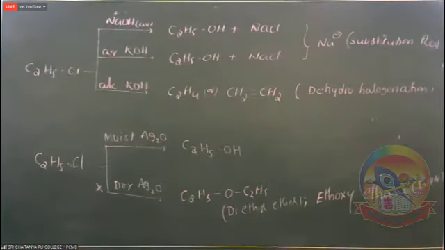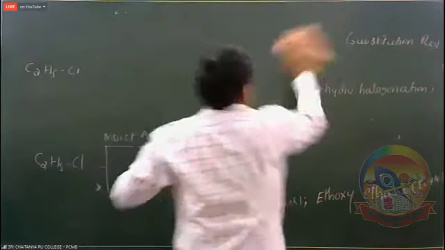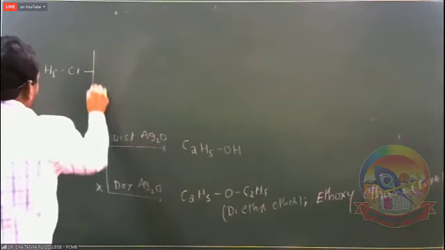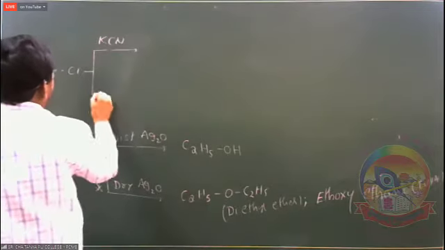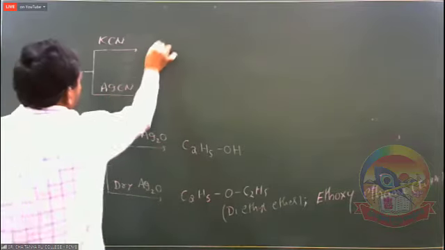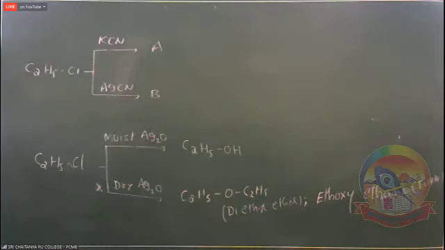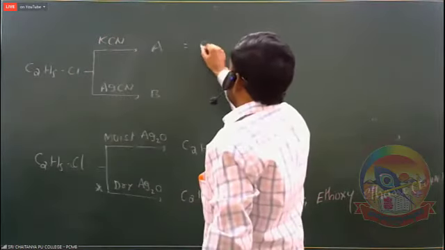The next one, reaction with cyanides and isocyanides. Ethyl chloride reacts with alcoholic KCN, and with alcoholic AgCN. Here the product formed is A, and here the product formed is B. So what are the IUPAC names of A and B? If you use KCN, what is the major product?